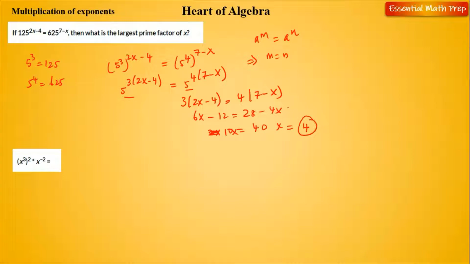It's asking for the largest prime factor of x. X can be 4 times 1, which is 4, right? 2 times 2 is 4, right? So the numbers that are part of 4 are 4, 1, and 2. And 4 is not a prime number. What's the largest of the prime numbers left? It's 2. So the answer is 2.